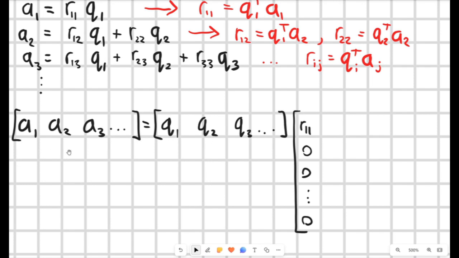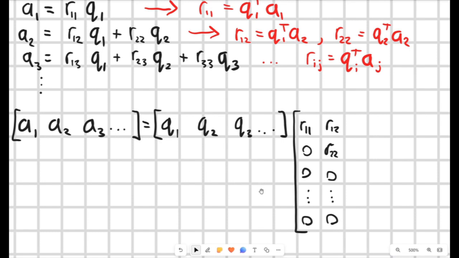The column A2 is going to be equal to a Q1 times R12 plus a Q2 times R22. There's no other component projected onto the other Qs. So again, the rest of this column can be equal to 0.